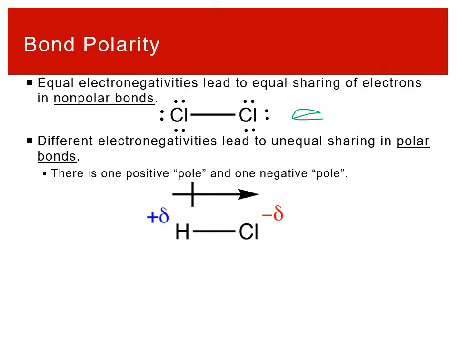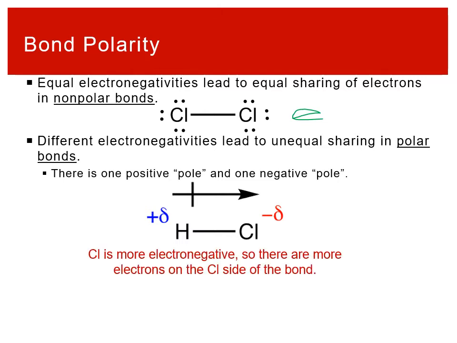So if we take a look at these polar bonds, we got this hydrogen and chlorine example. Those are different atoms. They're going to unequally share electrons. We know that the chlorine is more electronegative. What that means is there are more electrons on the chlorine side of the bond. It is pulling that shared pair more towards the chlorine. The electrons literally spend more time, they have more distribution, on the chlorine end of the bond.